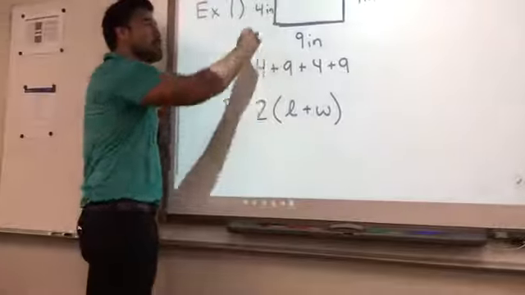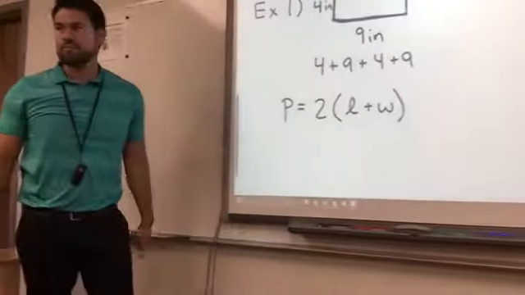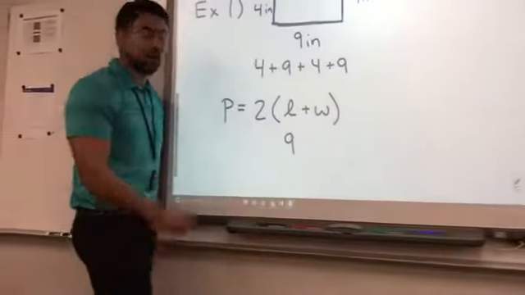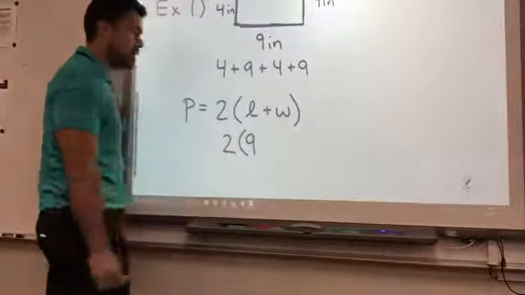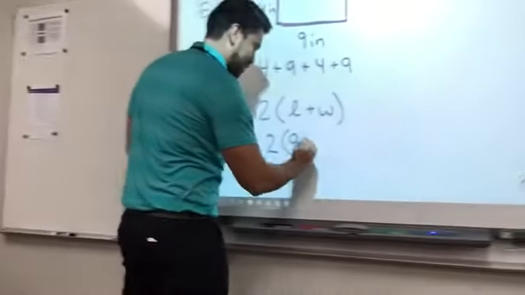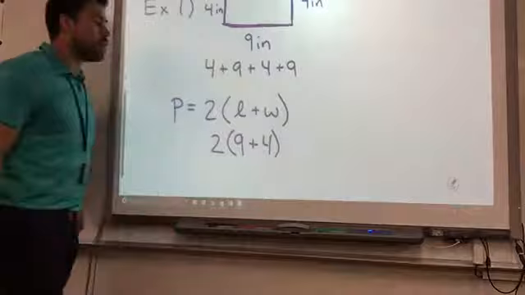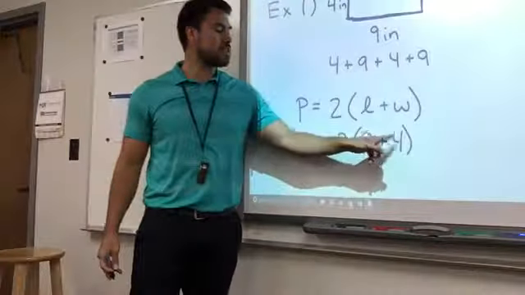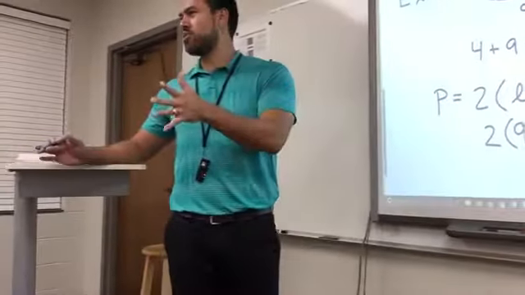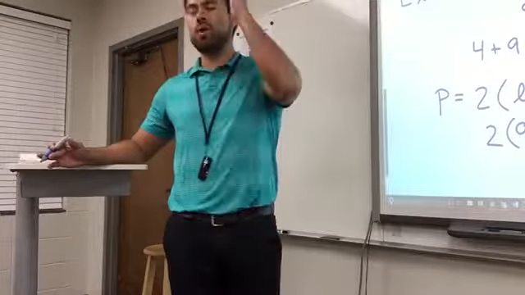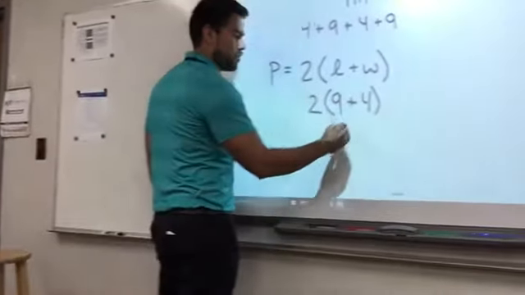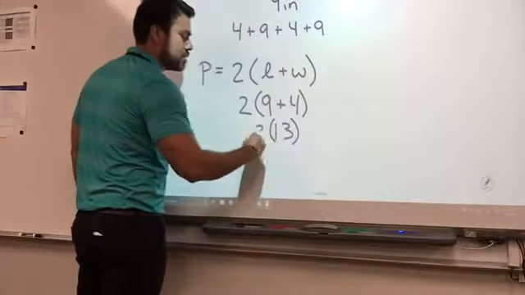Okay, so in this problem, what is L? What's L? 9. Does it have to be 9? No, it can be 9 in this case. We're just going to use it. W in this case. Yes, 4. So what you're going to do here is you're going to do 9 plus 4, order of operations, right? Order of operations has infiltrated geometry because order of operations is what we use in math. So what's 9 plus 4? 13.